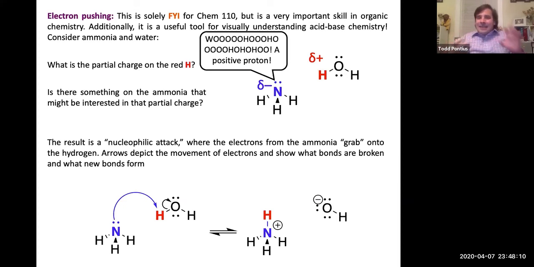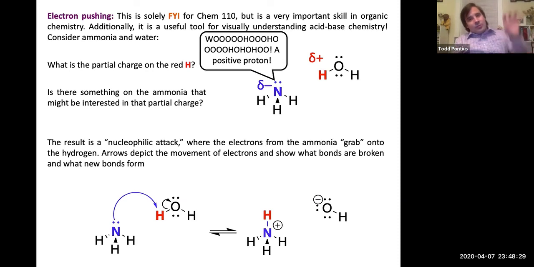So I like to think of electron pushing as almost like what happens with a crane game. So the electrons reach out and try to grab onto a proton. And much like the success rate of the crane game, about 1 out of every 1,000 or so will actually succeed.